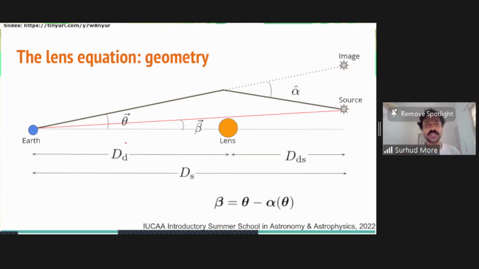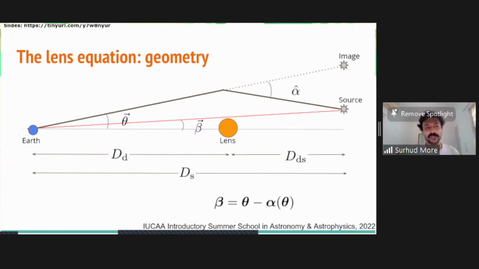So now let's try to understand something called the lens equation, which relates the location of the source to the location of the image and the deflection angle that is caused by this particular lens. So let's consider us here, sitting here on the earth, right? And let's consider a line joining the earth with the lens here. So this is this gray line that you can see here. And now consider a source which is located here.